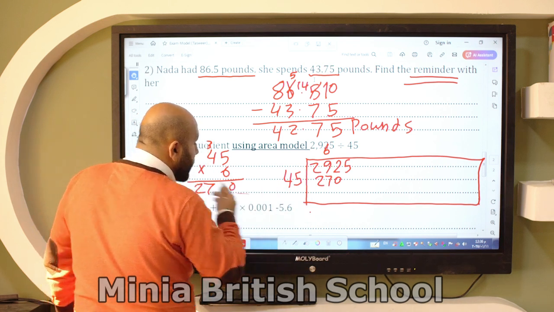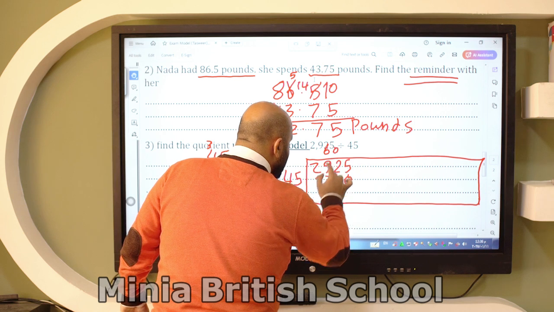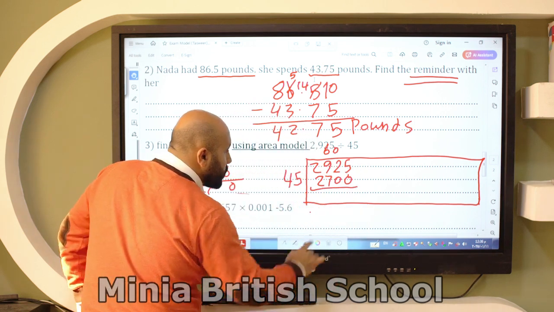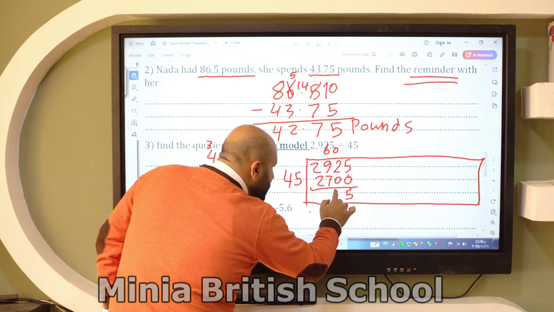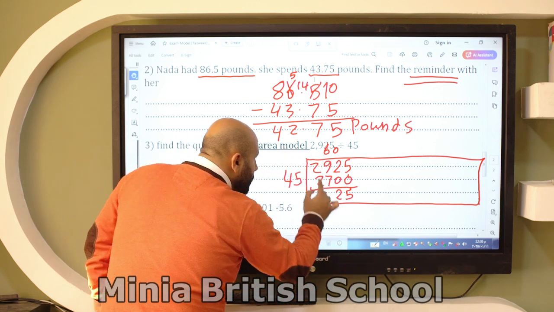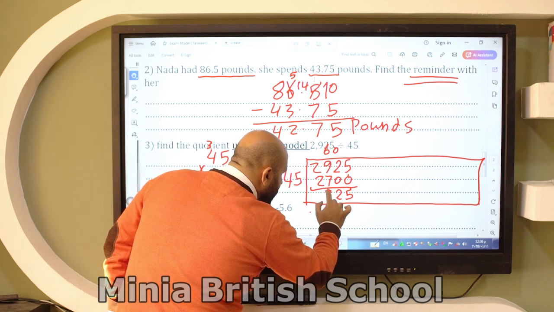And I have an empty place, so put 0 and 0. And let's make the subtraction. 5 minus 0 equals 5. 2 minus 0 equals 2. 9 minus 7 equals 2, I mean 2.